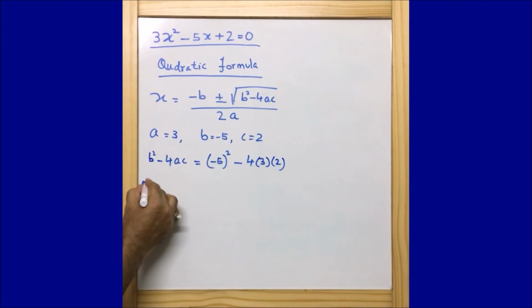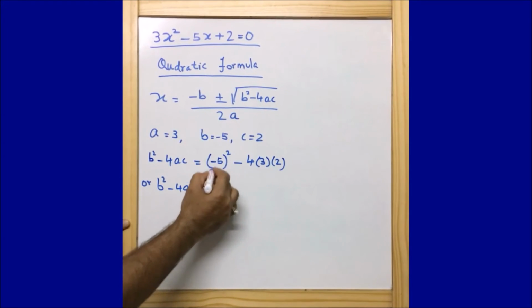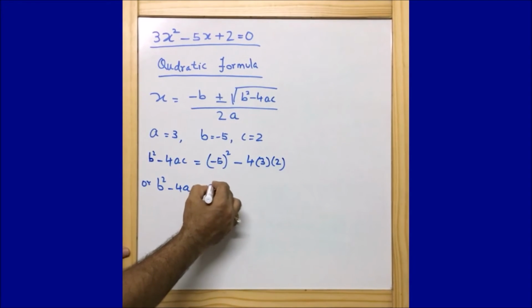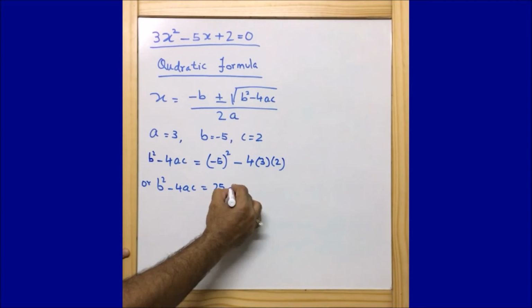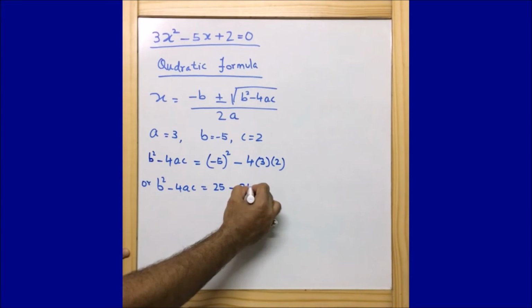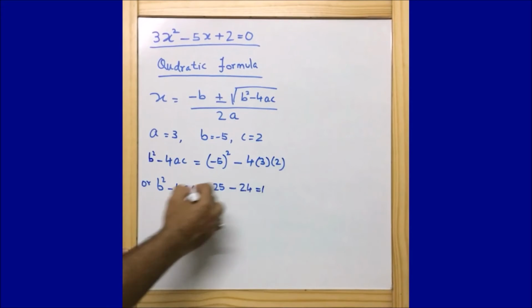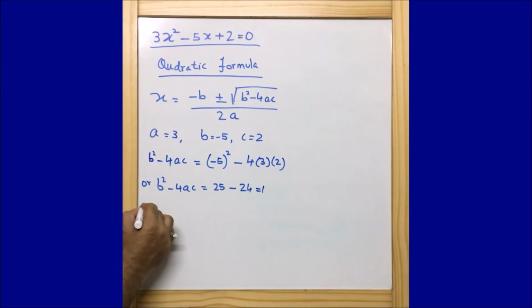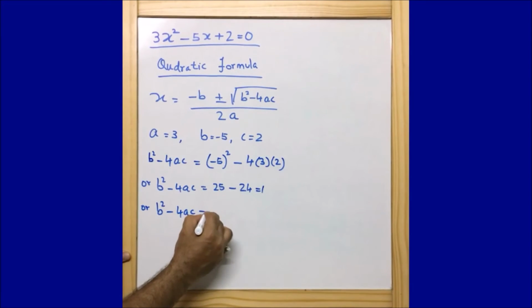Or I can say b square minus 4ac is equal to (minus 5) square, whole square, is 25. Minus 5 into minus 5 is plus 25. Then minus 4 3 is 12, 2 is 24. So we are getting 25 minus 24, that is equal to 1. So what we got guys? We got b square minus 4ac is equal to 1.